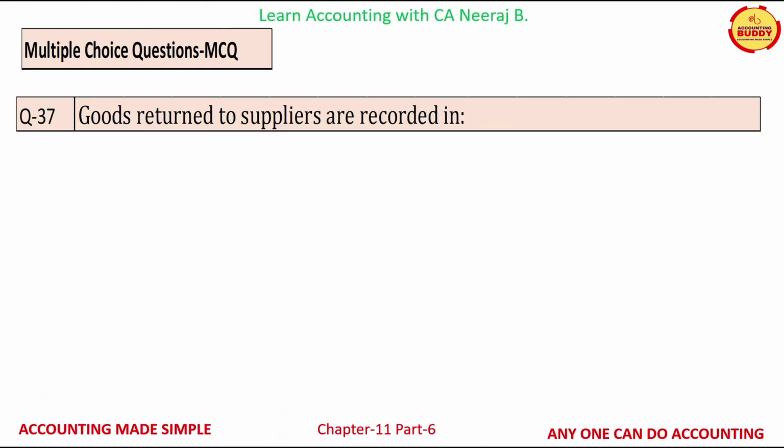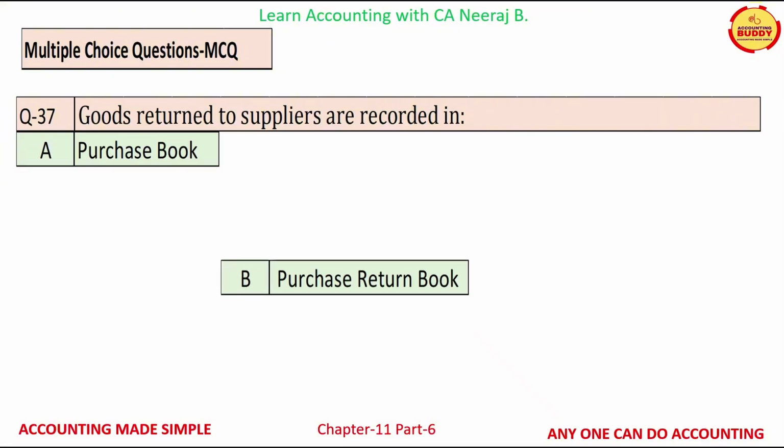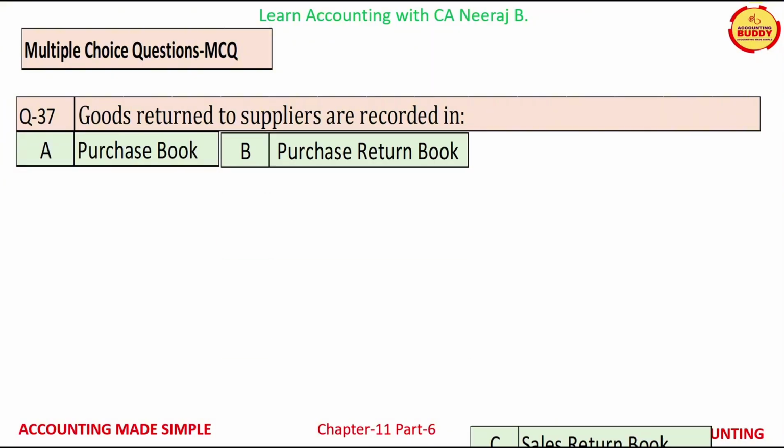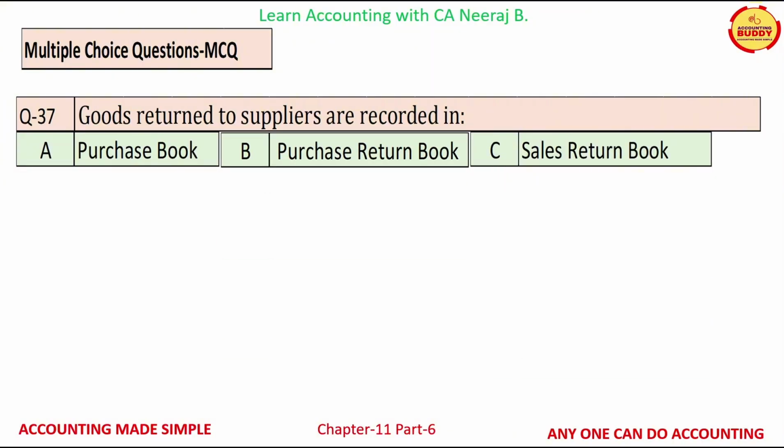Question number 37 is goods returned to suppliers are recorded in, and the available options are option A, purchase book, option B, purchase return book, option C, sales return book, and option D, cash book. And the correct option is option B, purchase return book.